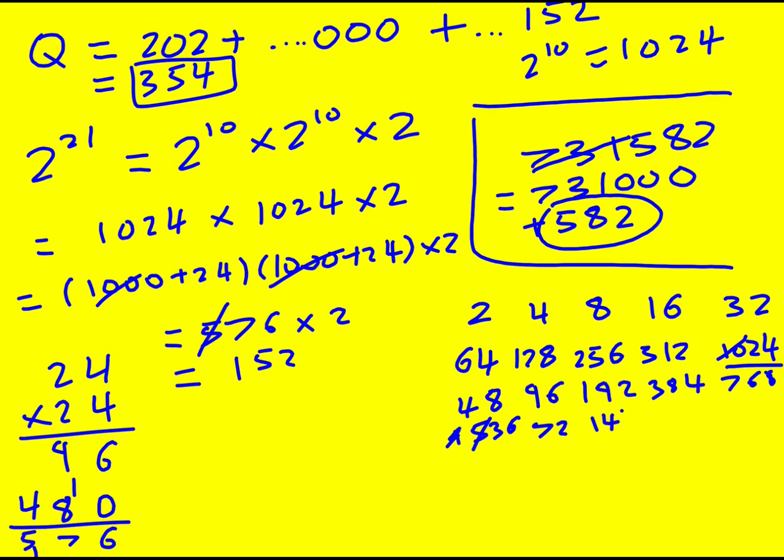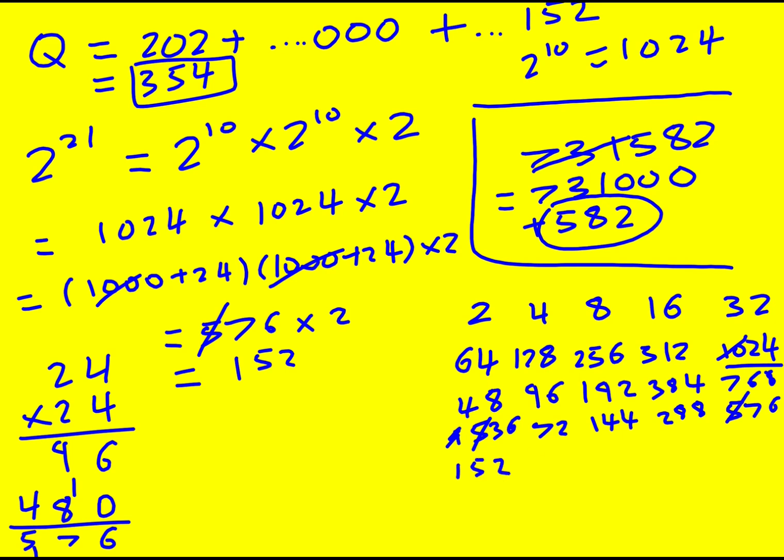Get 144, 288, 576. That's what we got before. I've actually worked out the last three digits of 2 to the 20. So now I can ignore the 5, and I'm going to get the 152 from before.